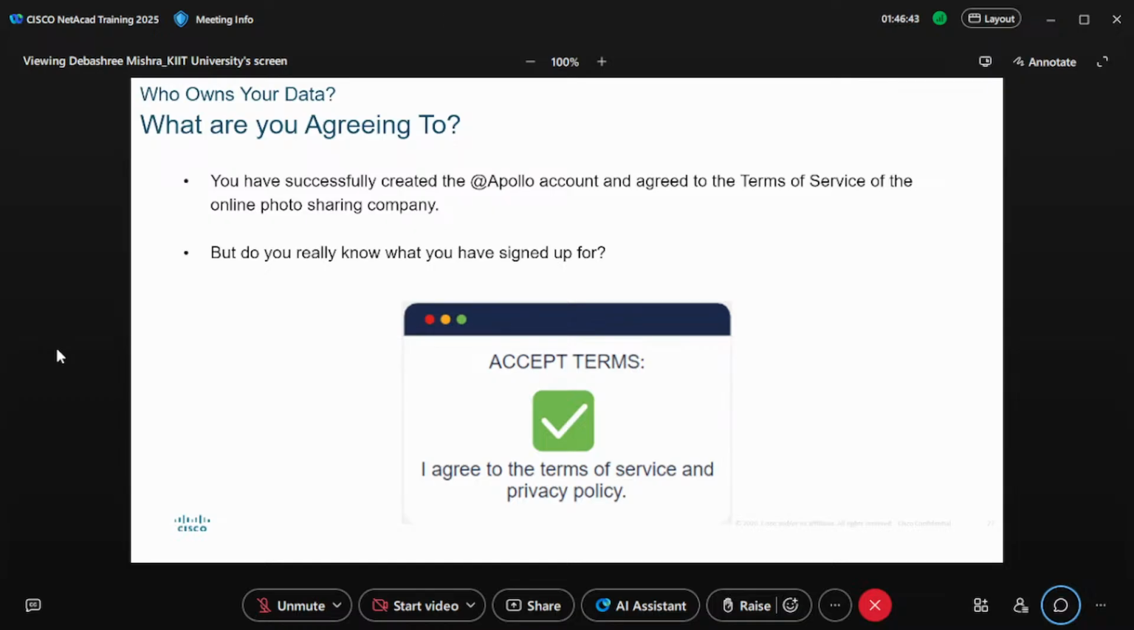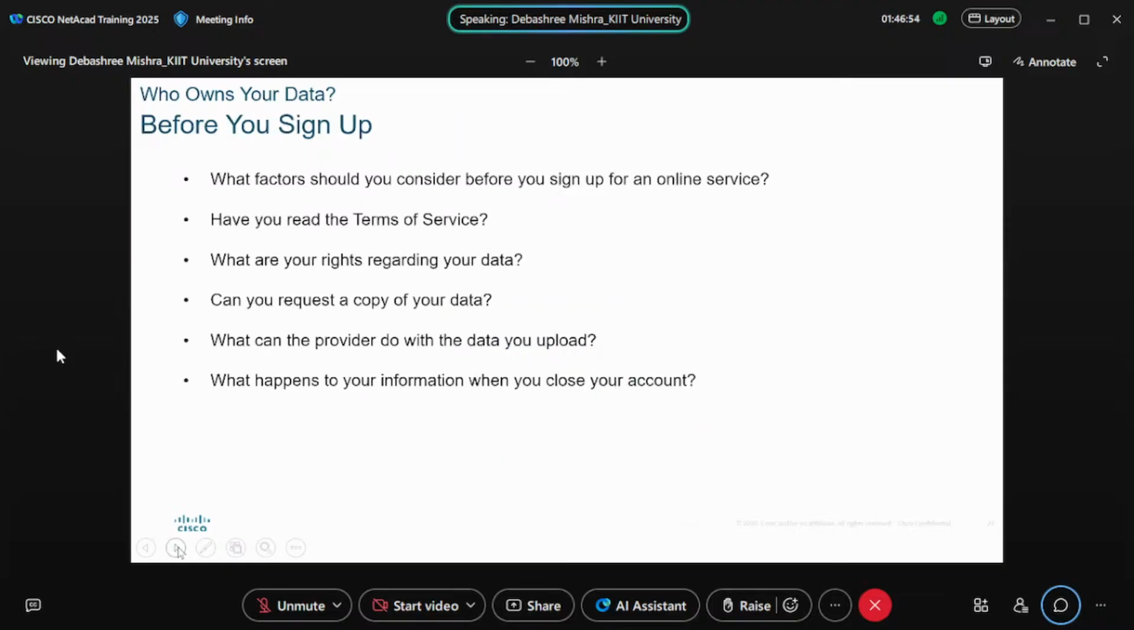So now the next question is, why do we really need to know what we are signing off? We should know what things we are signing off on. So before signing off, let us see what factors we should check. The first thing you need to consider is before you sign up for an online service.